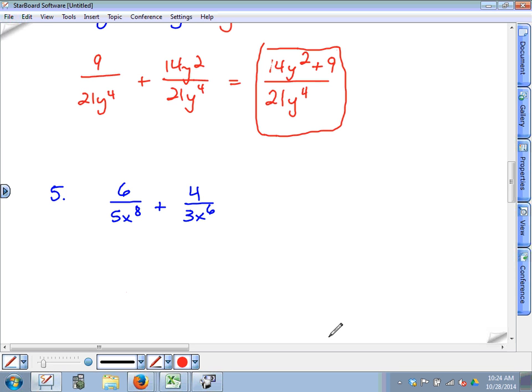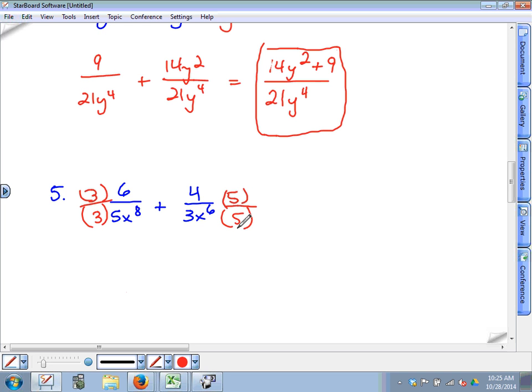Are we getting 20x squared plus 18 all over 15x to the 8th? 20x squared plus 18 over 15x to the 8th? So where did that even come from? If we're just looking at the 5 and 3, then the least common denominator there would be 15. We'd have to multiply that by 3. Over here, we multiply that by 5.